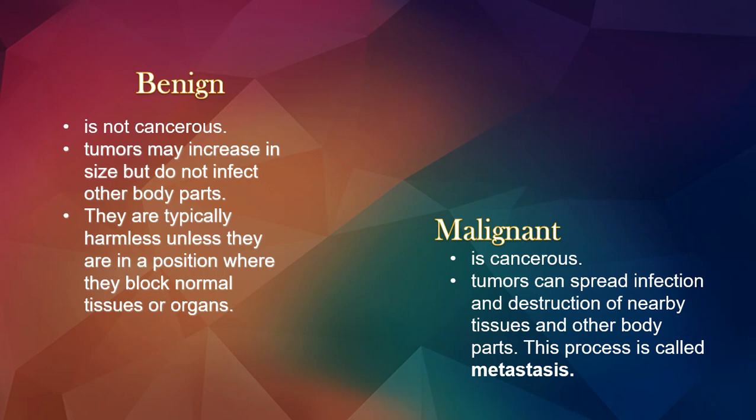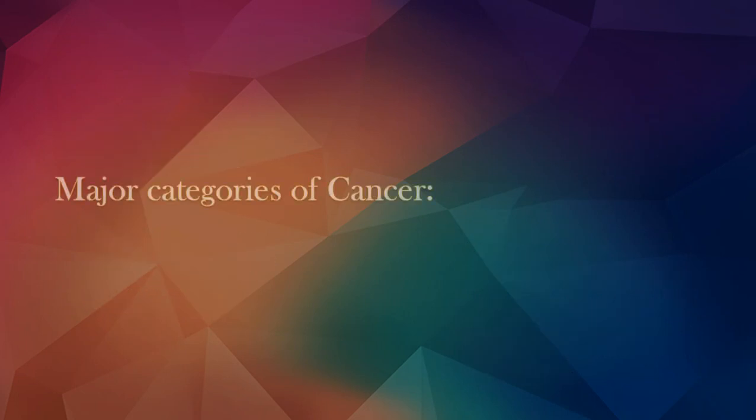Okay po? So for malignant, it's cancerous. When we say cancerous, it's capable of spreading cancer cells and growing many of its kind. Okay po? Tumor can spread infection and destruction of nearby tissues and other body parts. This process is called metastasis. So, this is what I said earlier. Okay po? So, let's continue.